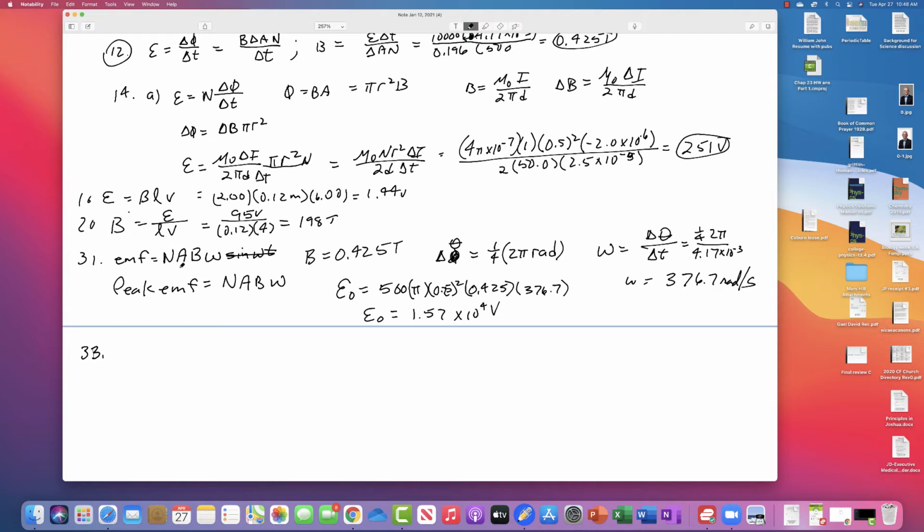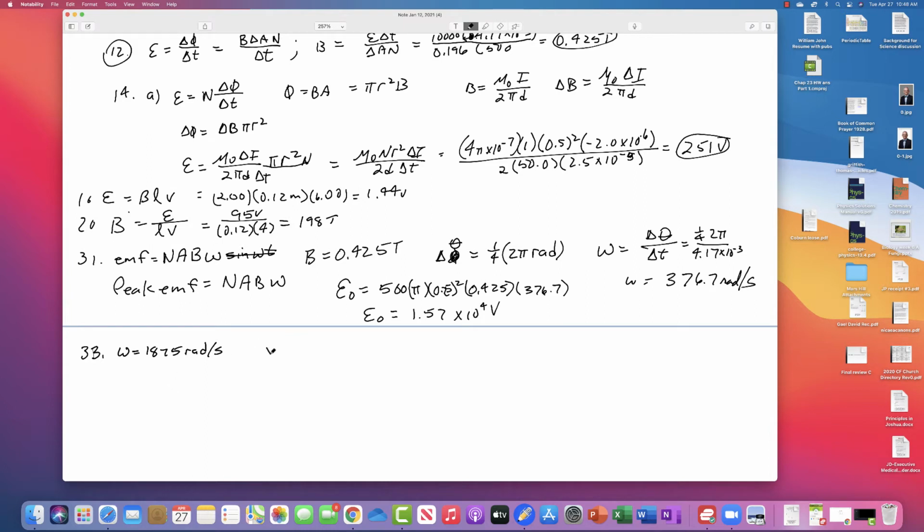So it says, A, what is the velocity of the bicycle if the generator's angular velocity is 1875 rads per second? So if omega is 1875 rads per second, it's asking what the linear velocity of the bicycle is.